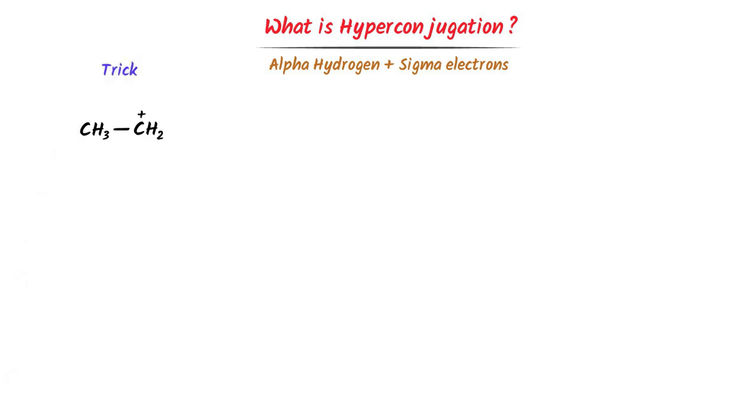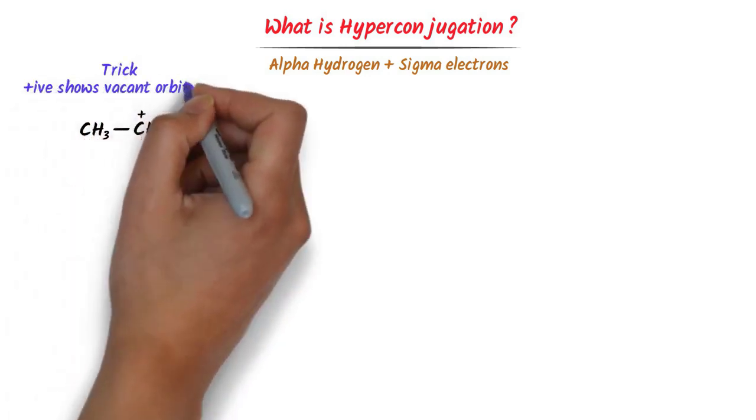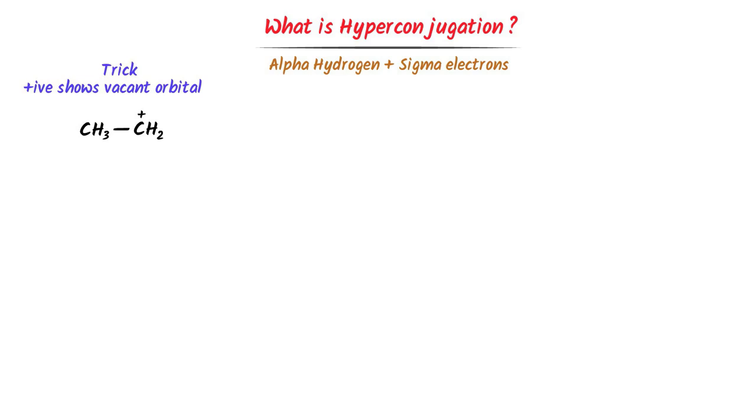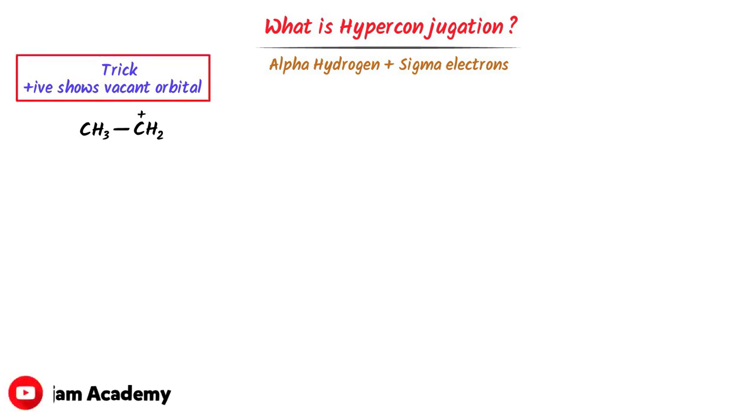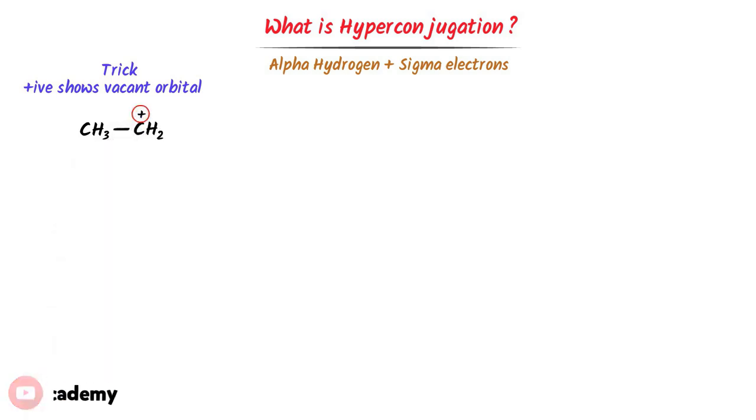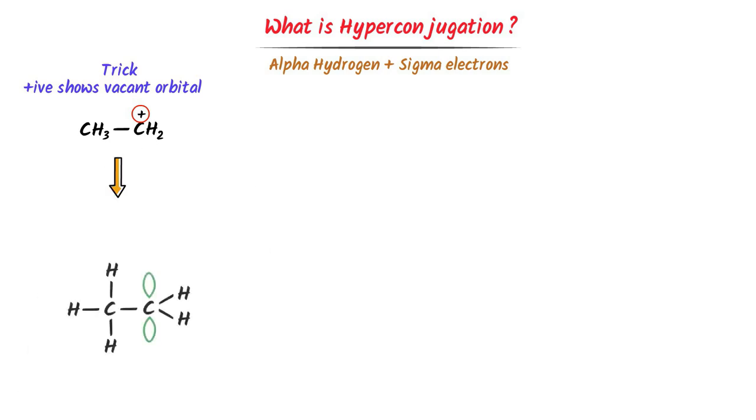In case of carbocations, the positive sign shows the vacant orbital of carbon. Let me repeat it. In case of carbocations, the positive sign shows the vacant orbital of carbon. Hence, this positive sign on this carbon shows that the p orbital of this carbon is empty. I rewrite this carbocation like this. We can see that the p orbital of carbon is empty.